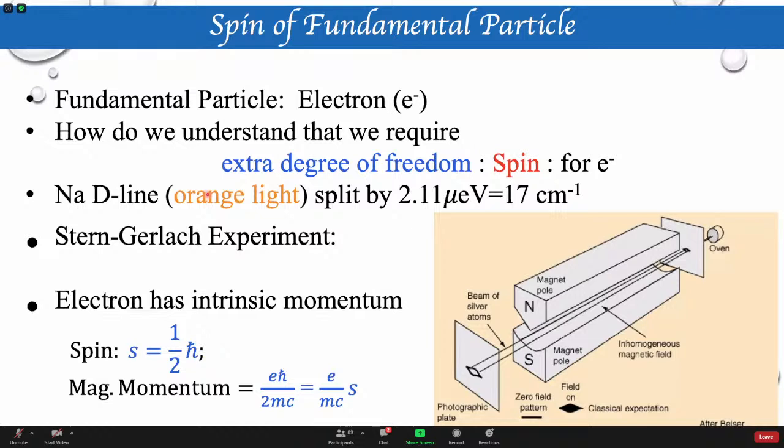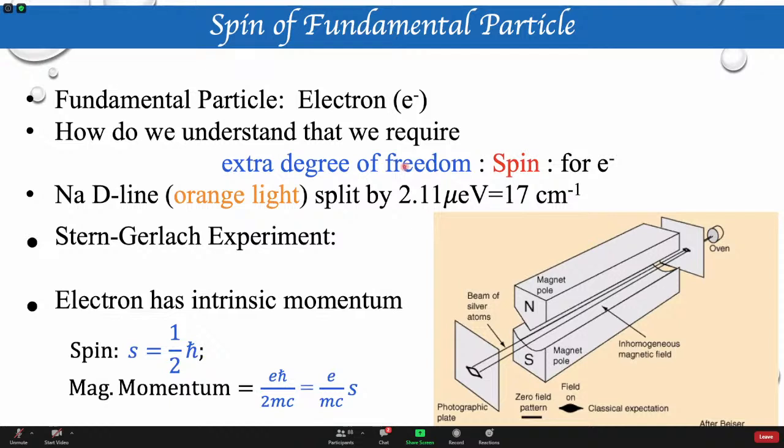So as you know, the electron is one of the fundamental particles. We know its mass, we know its charge very well. But there is some problem: we require an extra degree of freedom, which is known as spin, to explain some experimental facts like the sodium D lines, which are split by around 2 micro electron volt. So to explain that, it was necessary to introduce the spin quantum number, named as spin, because it has some analogy.